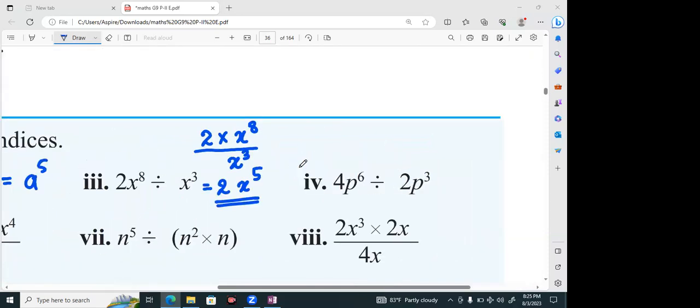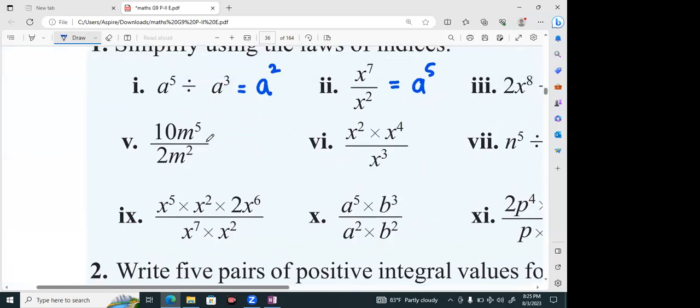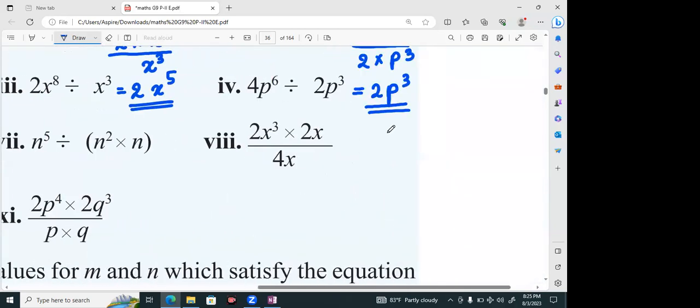Here what is the answer for the fourth one? 2 times p to the power 3. Okay, here actually 4 times p to the power of 6, divided by 2 times p to the power of 3. Then 4 divided by 2, it is 2. 6 subtract 3, it is p to the power of 3. Then the fifth one. Others, have you got this answer?